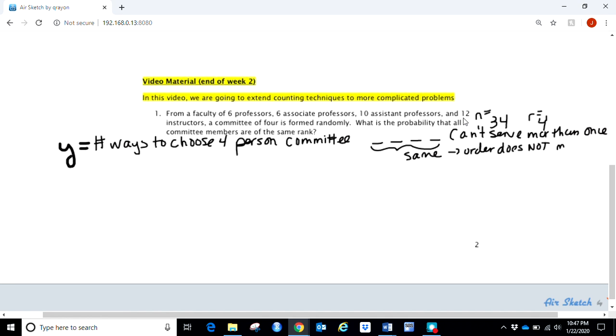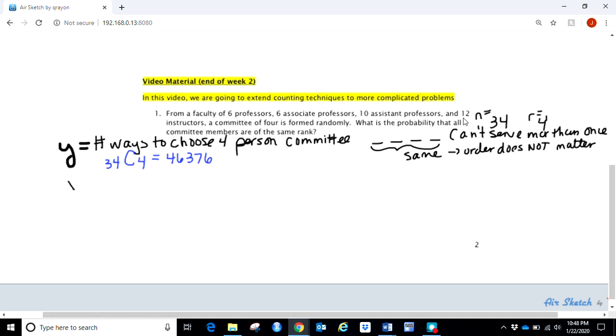So let's actually go through now and calculate what Y would be. Everything we've gone through here should be arguing for us to use a combination. So for our Y, we have 34 faculty members in total. Order does not matter, and we can't serve more than one time. We can't reuse spots. And we're choosing 4 people. So our 34 combination 4, just using our calculator, will get us 46,376 different ways we can choose a 4-person committee.